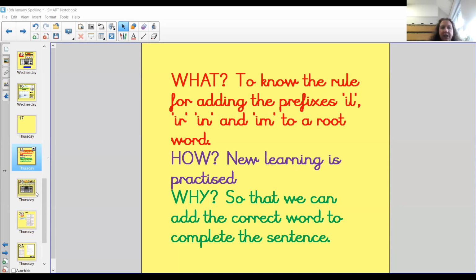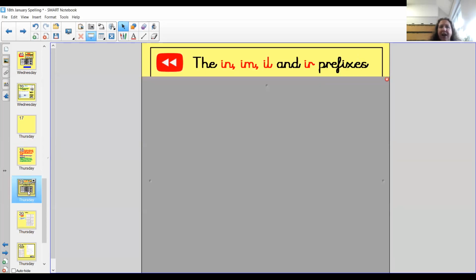Okay, so I'm just going to take you to the next slide where I just want you to have a think. What do you know about these prefixes? What do you know about prefixes in general, but specifically, what do you know about these prefixes? Okay, so I'm just going to give you a little while to shout all that information at me. We've gone through this lots of times, so hopefully it's all stored in there so that you can recall that information.